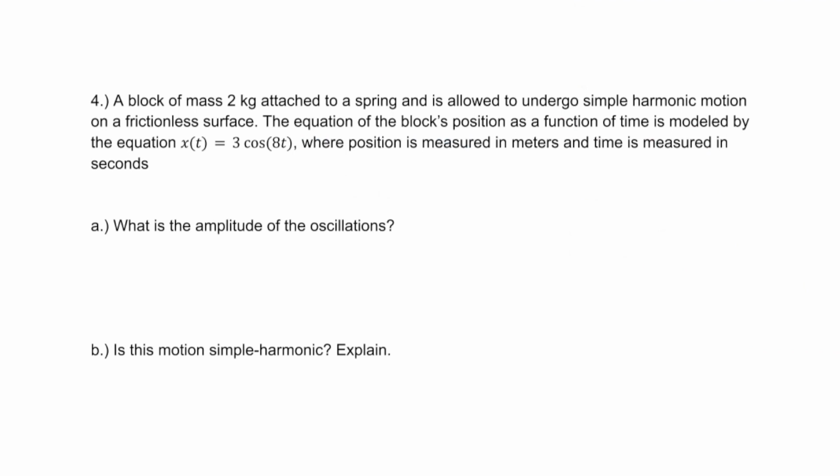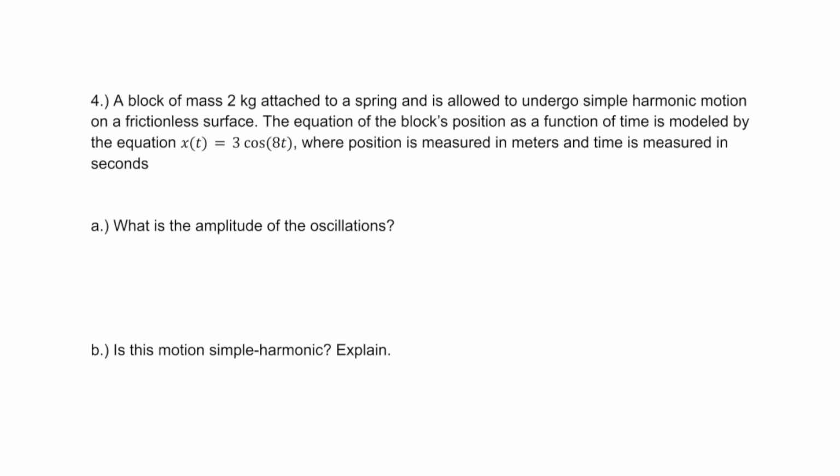A block of mass 2 kilograms is attached to a spring and is allowed to undergo simple harmonic motion on a frictionless surface. The equation of the block's position as a function of time is modeled by a sine position function, where position is measured in meters and time is measured in seconds. All right. So, notice you're given a sine or cosine function as position. So that means that this is going to be simple harmonic.